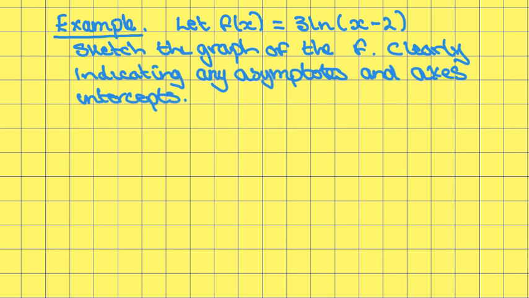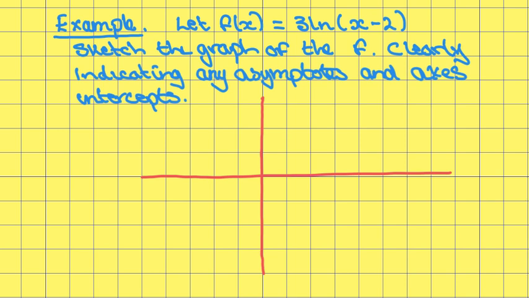Let's go through an example. Let f of x equal 3 log brackets x minus 2. Sketch the graph of f, clearly indicating any asymptotes and axes intercepts. So let's draw ourselves a set of axes. Because it is a log graph, we know we're going to have a vertical asymptote, and we have to work out where the vertical asymptote is.